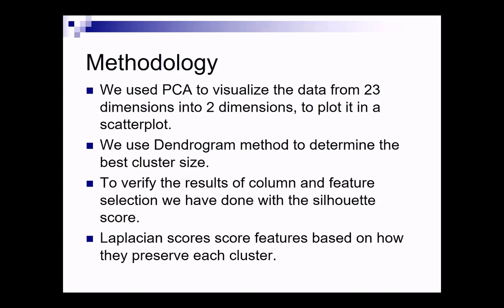Laplacian scores score features based on how they preserve each cluster. They seek which features are best at keeping two close data points close. The Laplacian score uses a graph where nodes are data points and the edges of each node are its nearest 5 neighbors. Based on the Euclidean distance between the two, we define a weight matrix based on this graph, measuring similarity between each neighbor if two nodes are connected.